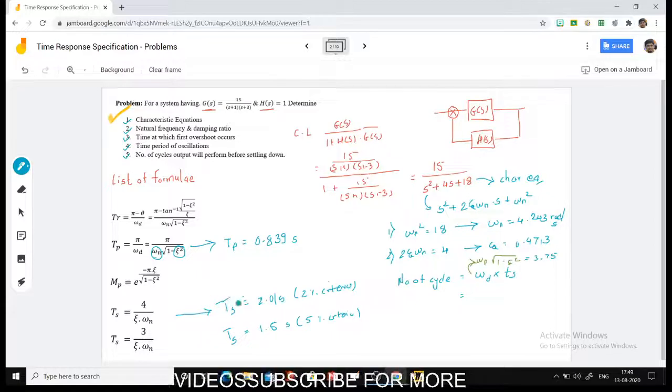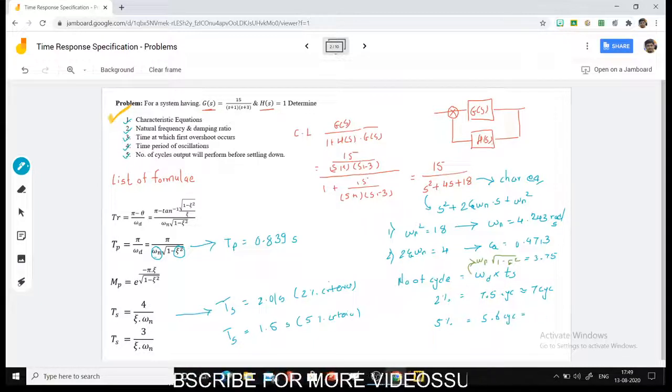Now we have two values of Ts. So for 2% we will find the number of cycles, and for 5% also we will find the number of cycles. So you will get 7.5 cycles, which you can round off to 7 cycles. For 5% you will get 5.6 cycles, which you can round off to 6 cycles. So that is the answer for your number of cycles.